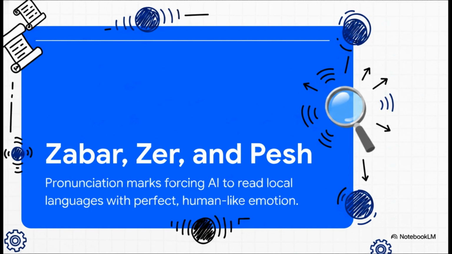The secret fix? Zab, Zer, and Pesh. These are specific pronunciation marks that literally force the AI to read local languages with perfect human-like emotion. All you do is ask ChatGPT to add these marks directly into your script before you generate the audio, and suddenly the AI pronounces every single word flawlessly. It's a total game changer.